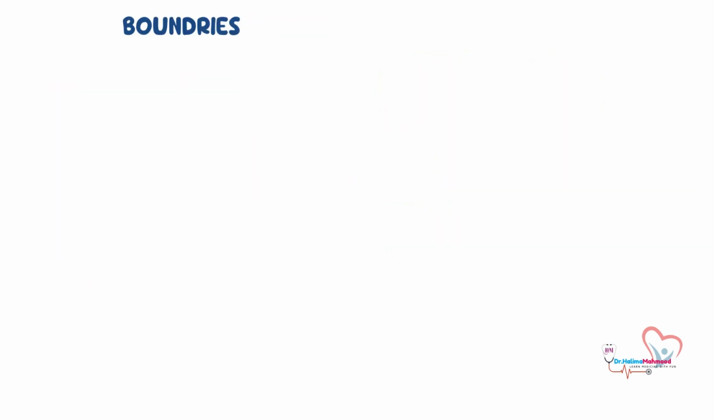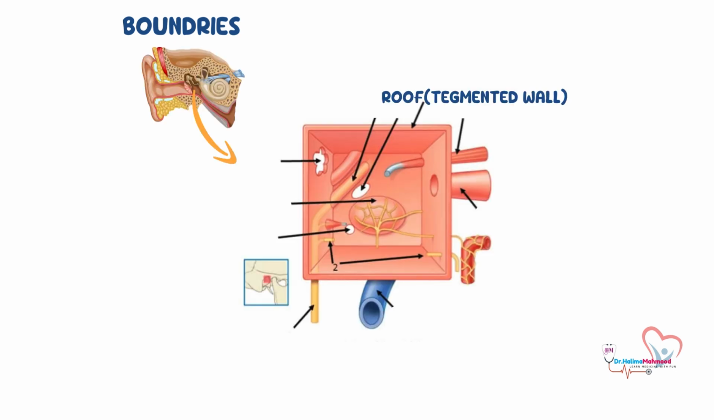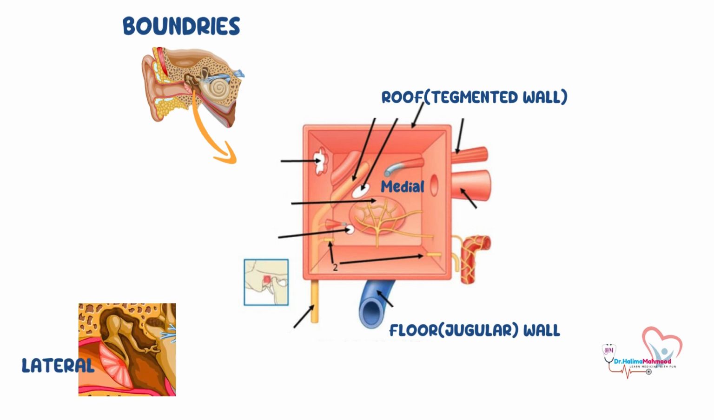Coming towards the boundaries of the middle ear, just visualize that middle ear cavity is just like a box. It consists of roof that is continuous with the middle cranial cavity, the floor that is continuous with the facial region. Medially, it is continuous with the inner ear cavity. The lateral wall is basically the tympanic membrane, and anterior and posterior wall.